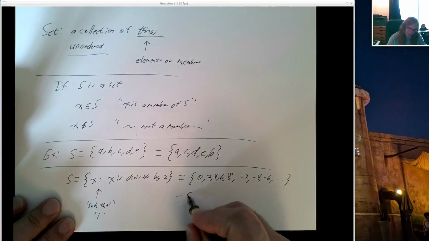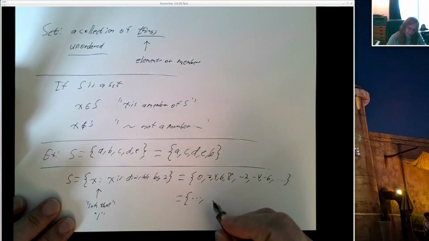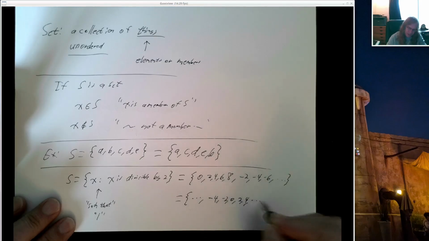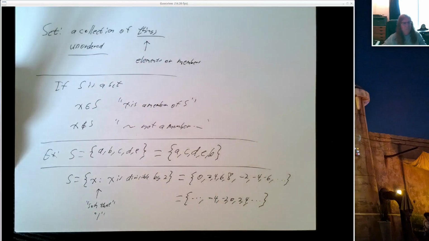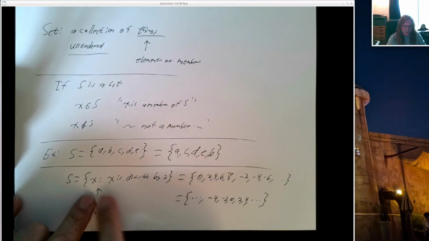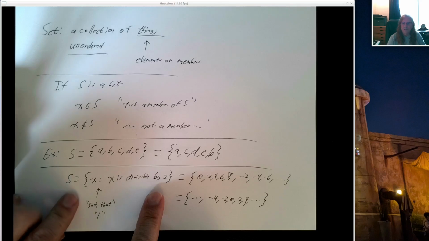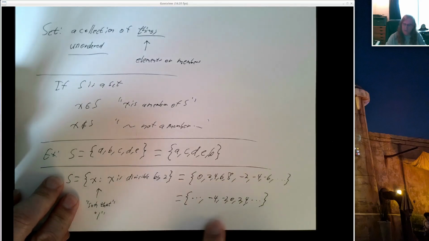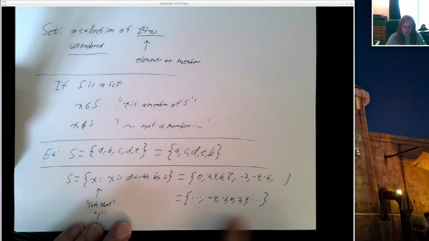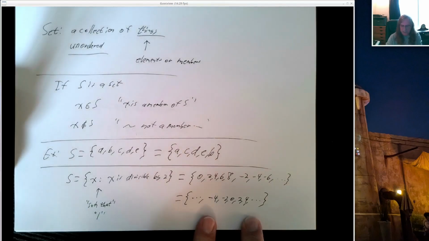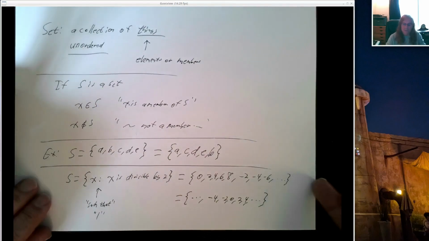And we might see this written as ..., -4, -2, 0, 2, 4, ... But this is much more precise. The set of all x such that x is divisible by 2 is less ambiguous than leaving it to the person looking at this to figure out what the pattern is.